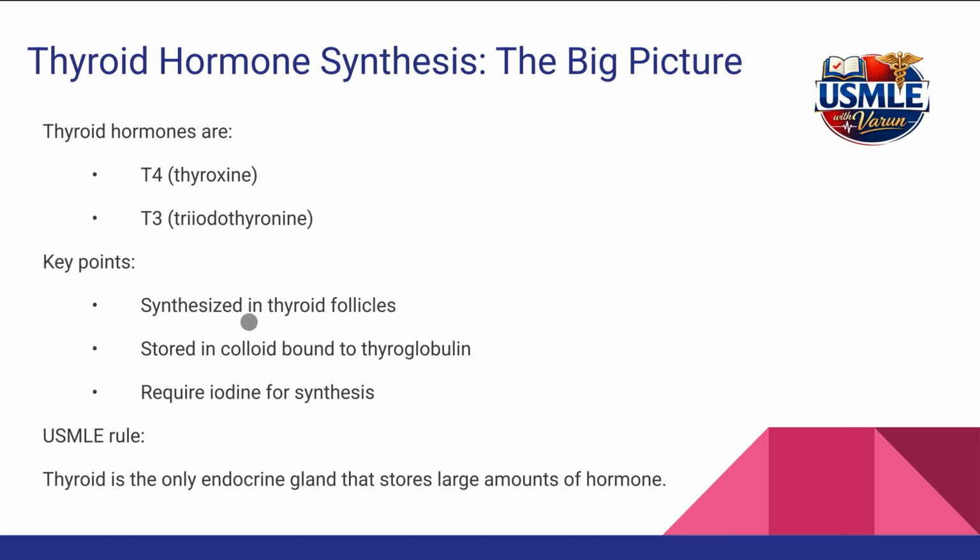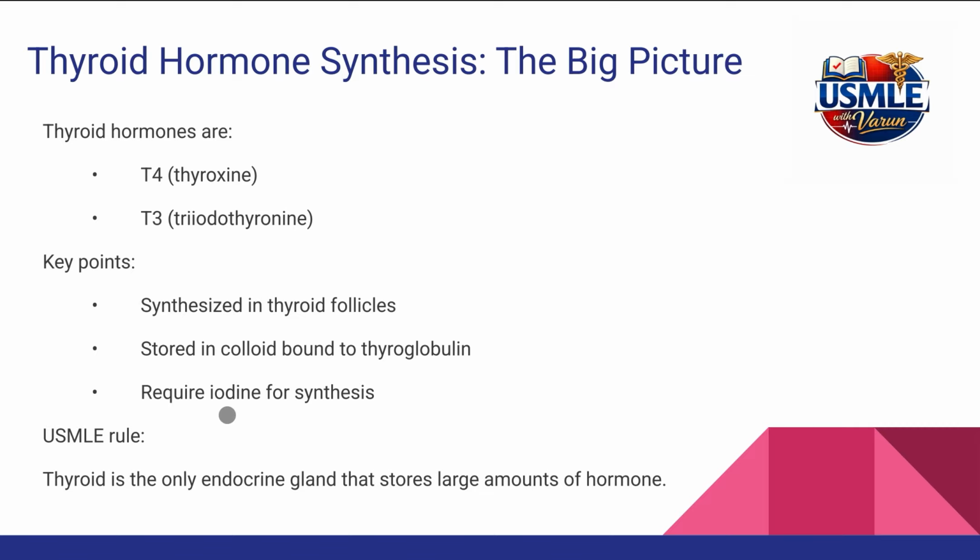The presence of colloid is a typical feature of thyroid histopathology. So whenever they give histopathological images of a gland with a hyaline colloid-like structure, we need to think about a thyroid gland. These T4 and T3 are stored as colloid in the thyroid follicles, bound to thyroglobulin. So they are stored in a bound form.